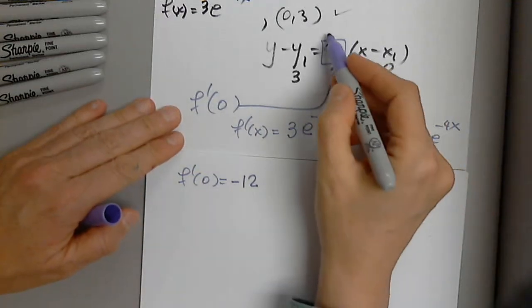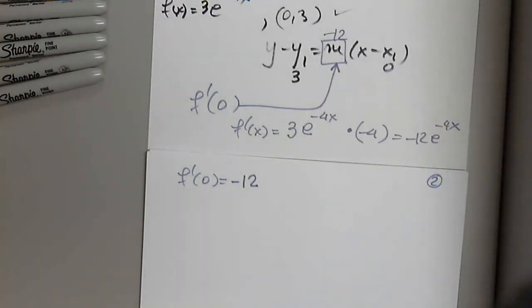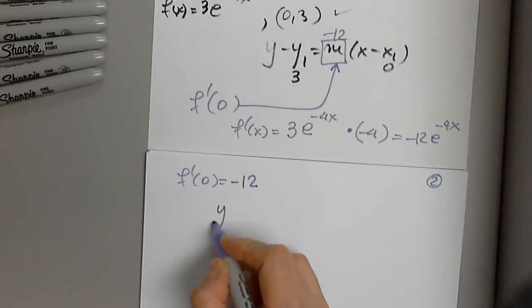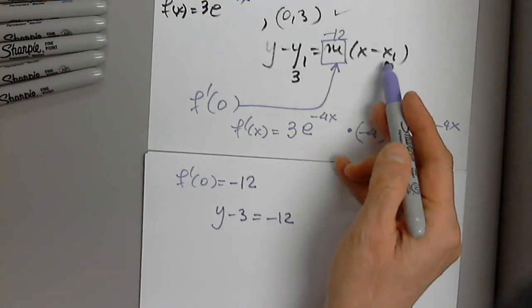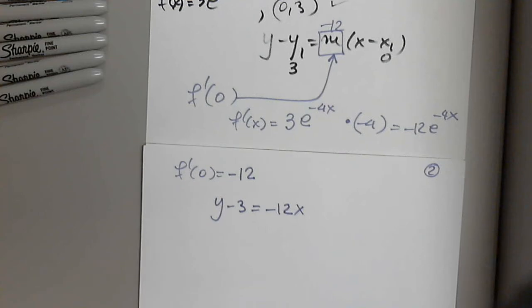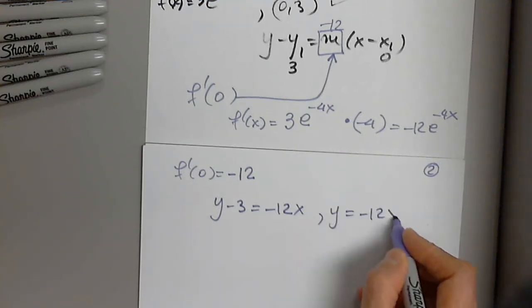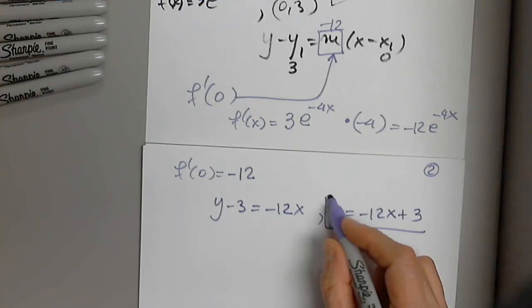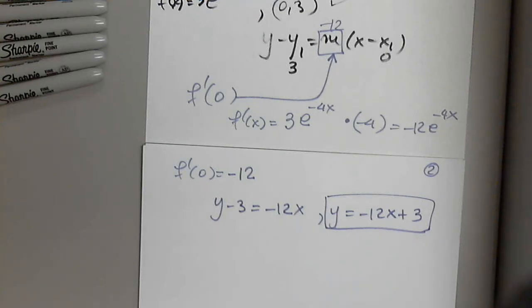So I have to go back and replace this by negative 12. So y minus 3 equals negative 12 times x minus 0, which is just x. So then y equals negative 12x plus 3. This is guaranteed to be the equation of the line that is the tangent to the graph of the given function at (0, 3). Wasn't as bad as I made it out to be. That's fine. Awesome. Next question.